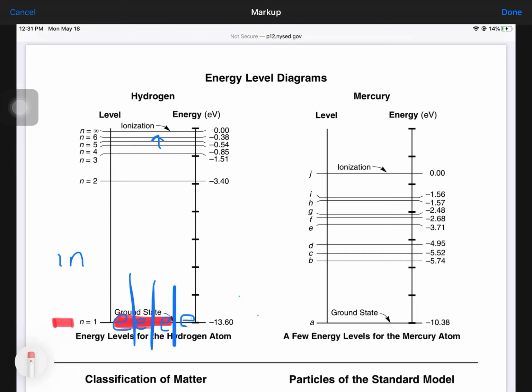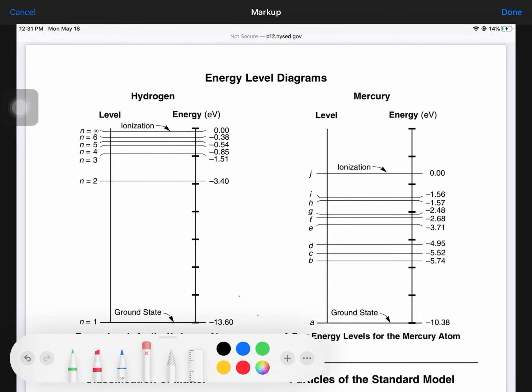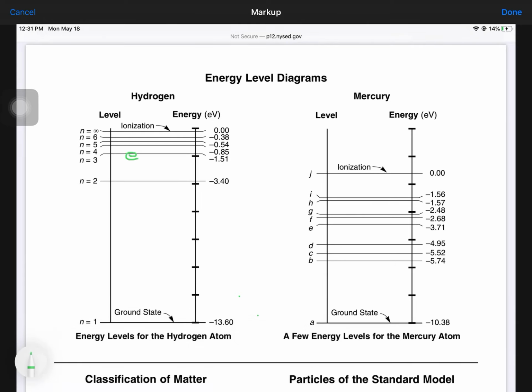I'm going to clean this up just so we can bring it back to what we're talking about. We can focus on perhaps one of them. Let's put one here in the n equals 3, and it falls down to n equals 2.